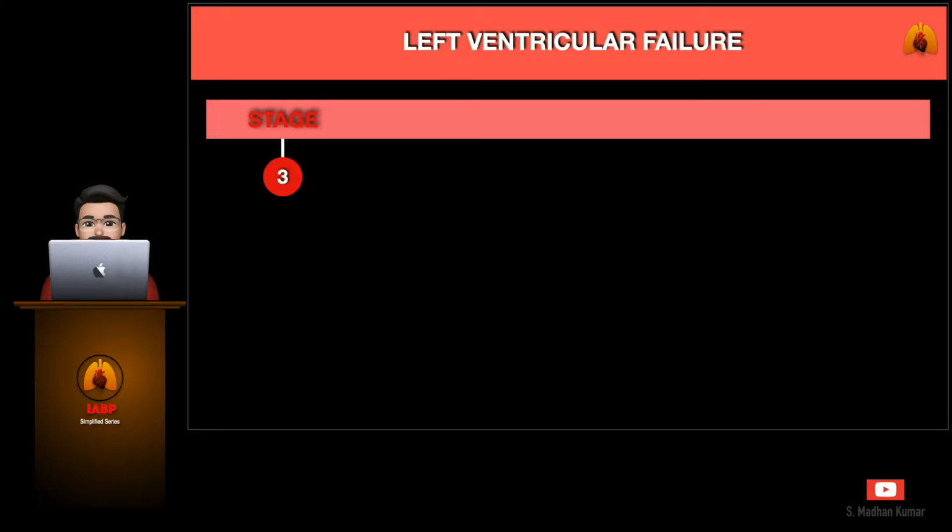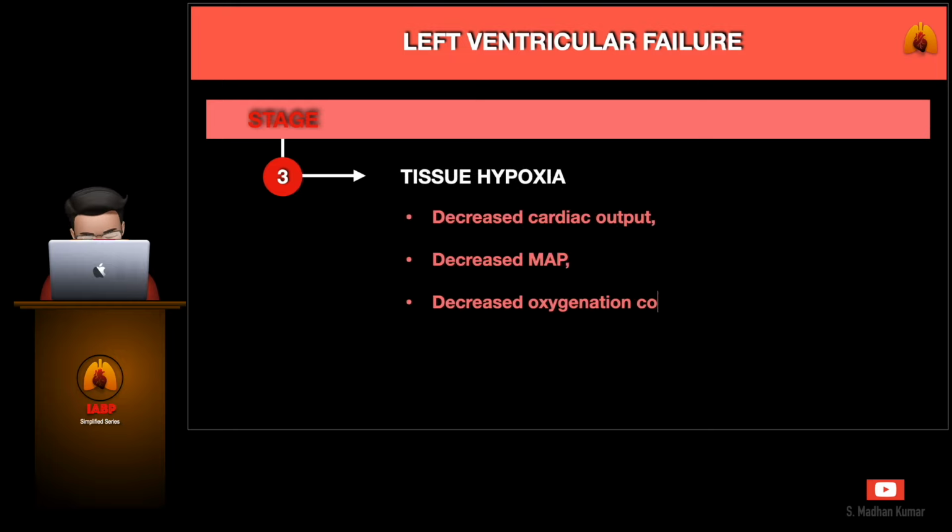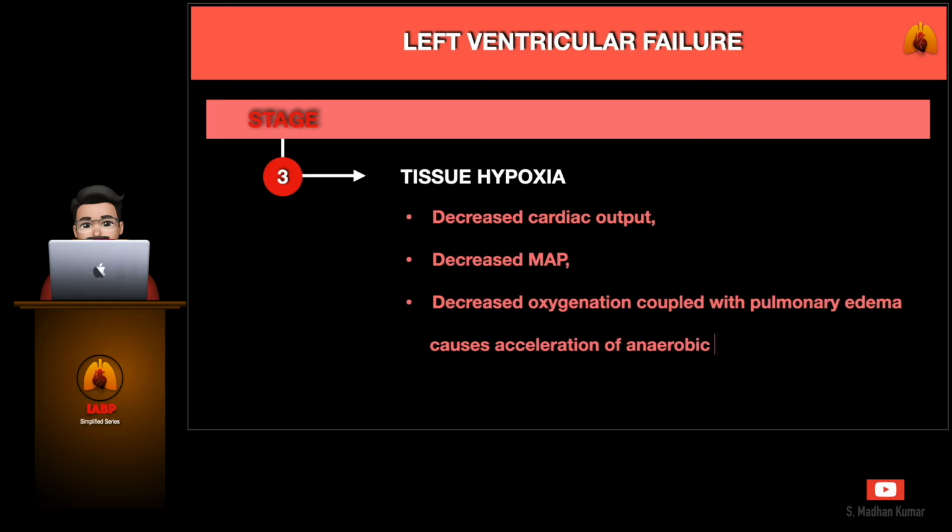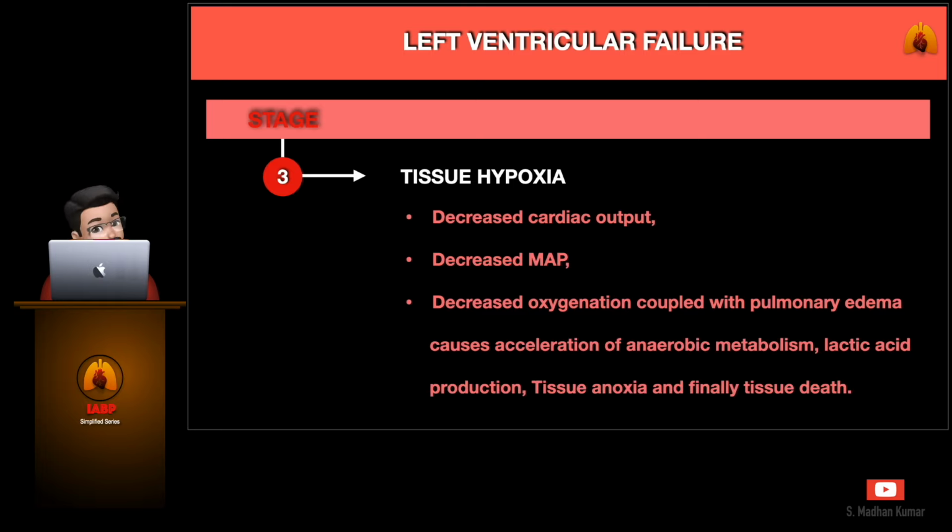The final stage of LV failure is the manifestation of tissue hypoxia. Decreased cardiac output, decreased mean arterial pressure, decreased oxygenation coupled with pulmonary edema causes the acceleration of anaerobic metabolism, causing lactic acid production, tissue anoxia, and finally tissue death. It's ideal to insert the intra-aortic balloon in stage 1 or by stage 2 so that we can prevent the final stage of heart failure.